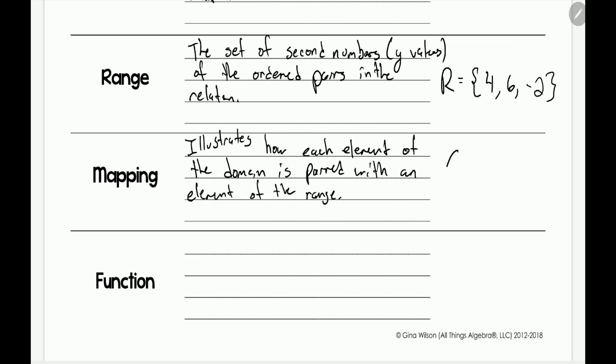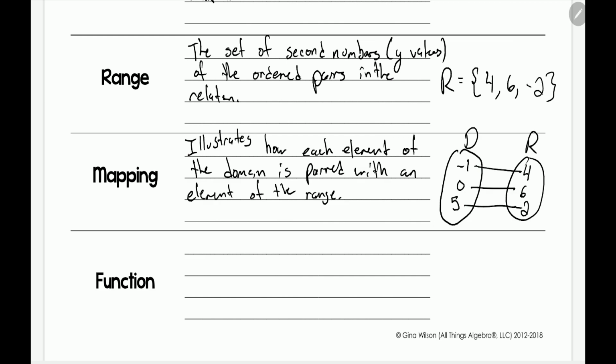So if I have two circles, this is the domain, this is the range. If you remember, the domain was -1, 0, and 5. The range was 4, 6, and -2. Mapping would be -1 goes with 4, 0 goes with 6, 5 goes with -2. Okay? So it's basically, this is the x value, this is the y value. And once you have both of these things, it creates the ordered pair.